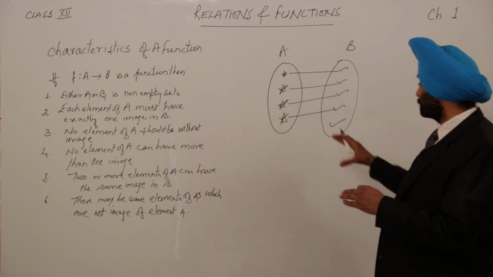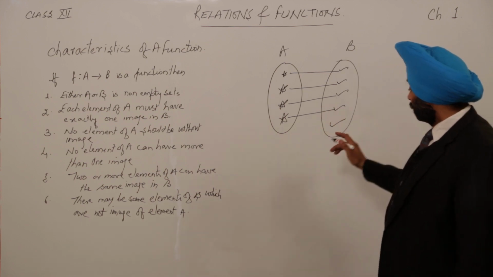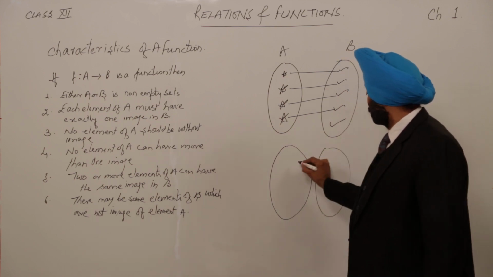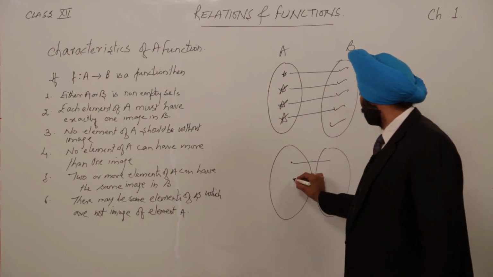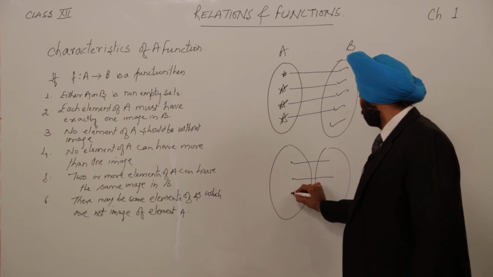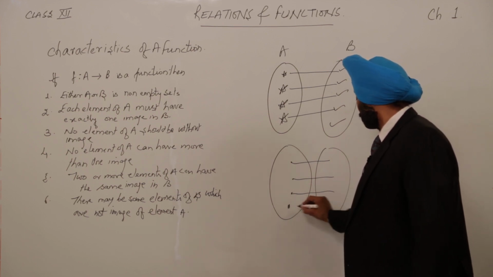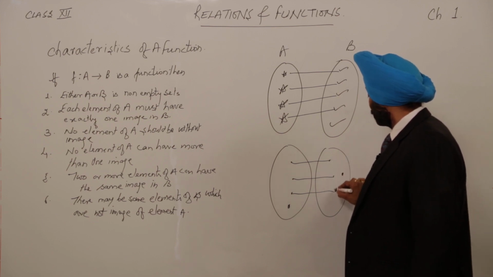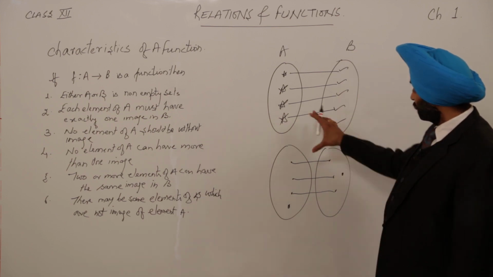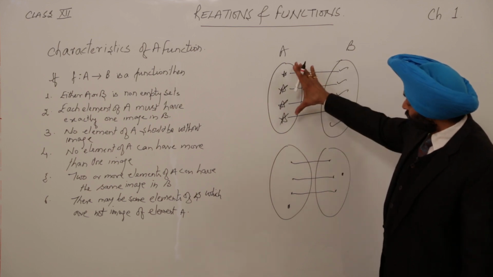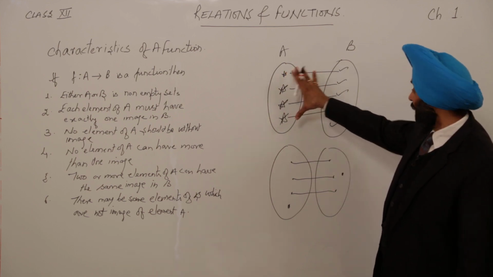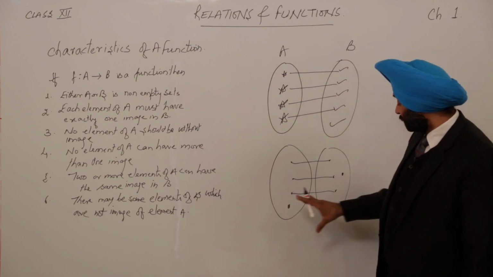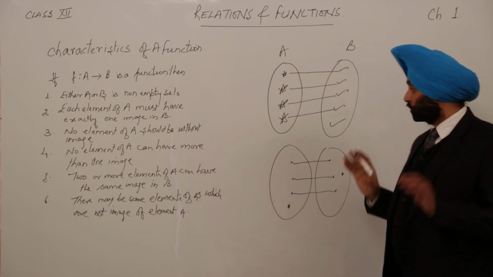Now this is a function, but if you have a case like this, with some elements, the difference is that here all four have an image, all four have a pre-image there, while here one is empty, one is empty, they have no relation.